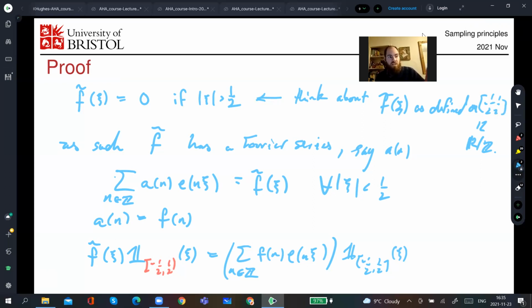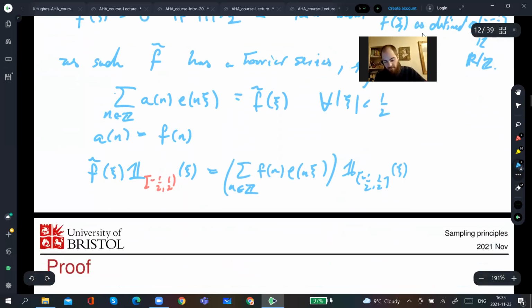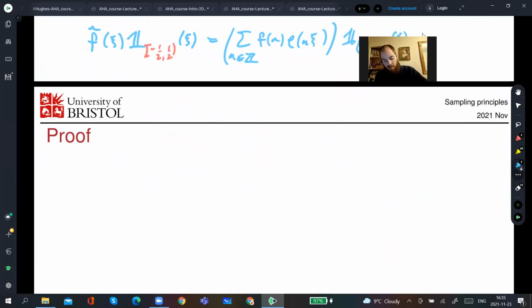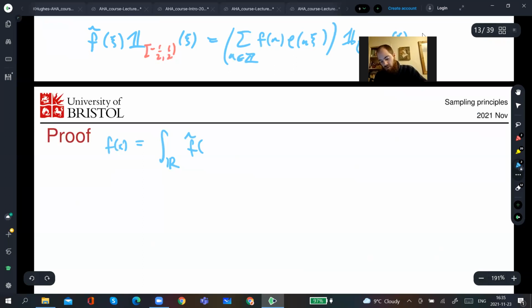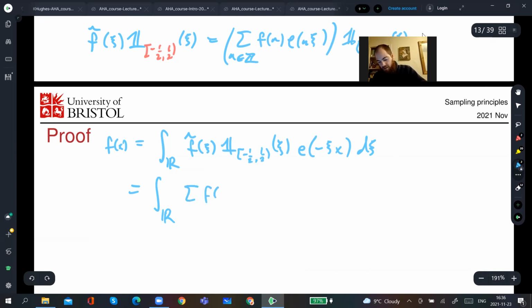And so what are we going to do? Well, we're just going to apply the inverse Fourier transform and see what happens. Okay, so yes, now I have that f of x is equal to the integral over R of the Fourier transform, this representation for the Fourier transform, e of minus c dot x dc. And I plug in my representation up here. And that's the integral over R of the sum over Fn, e of n c, and there's integers, times 1 from minus a half to a half, xc, and times the character to give us the inverse Fourier transform.